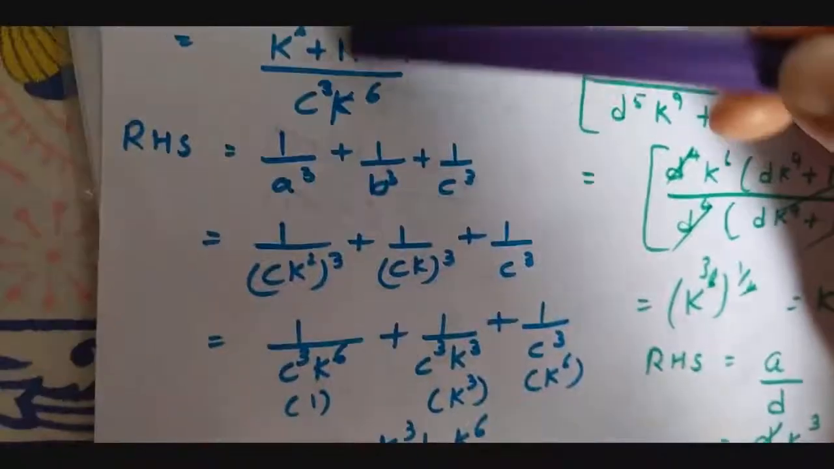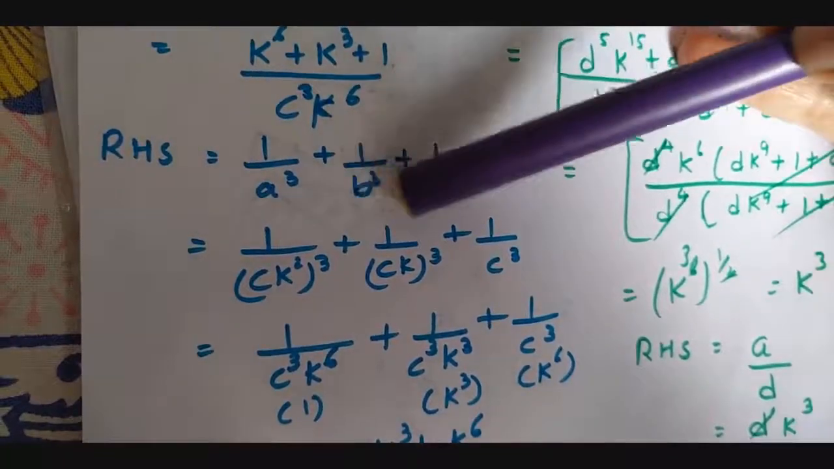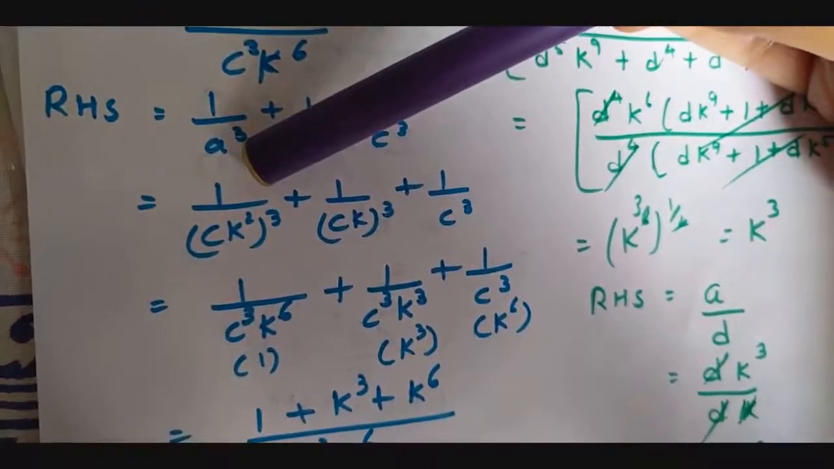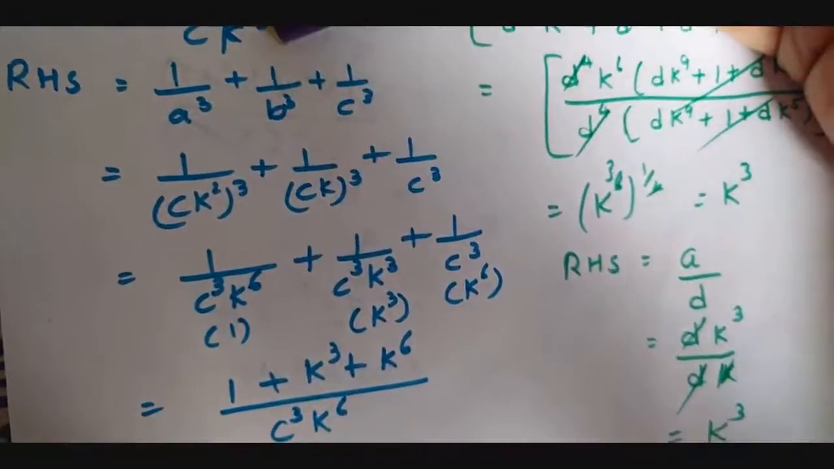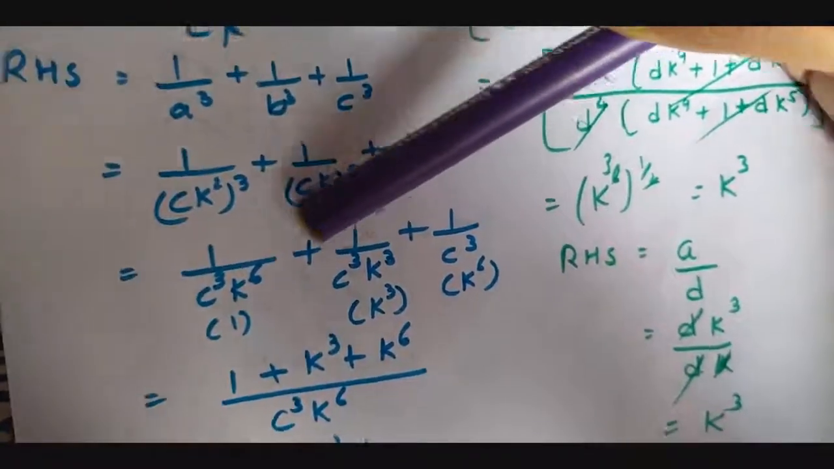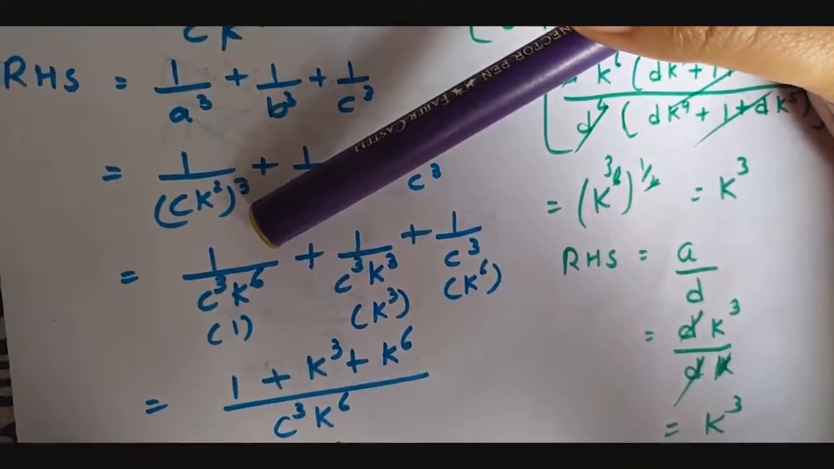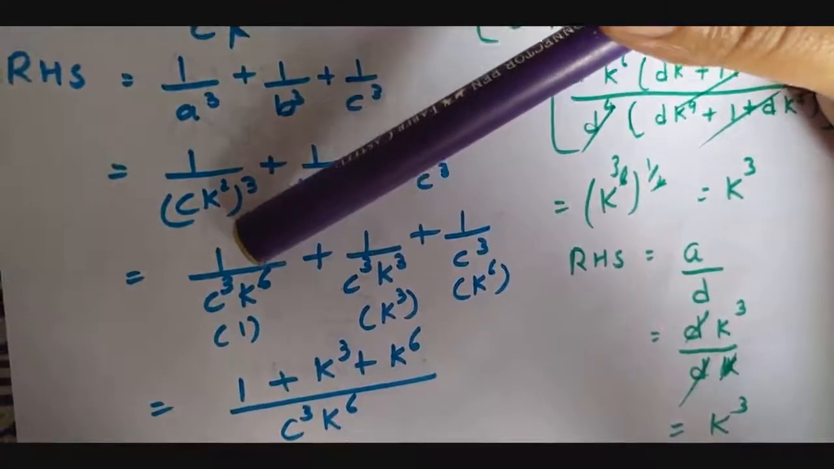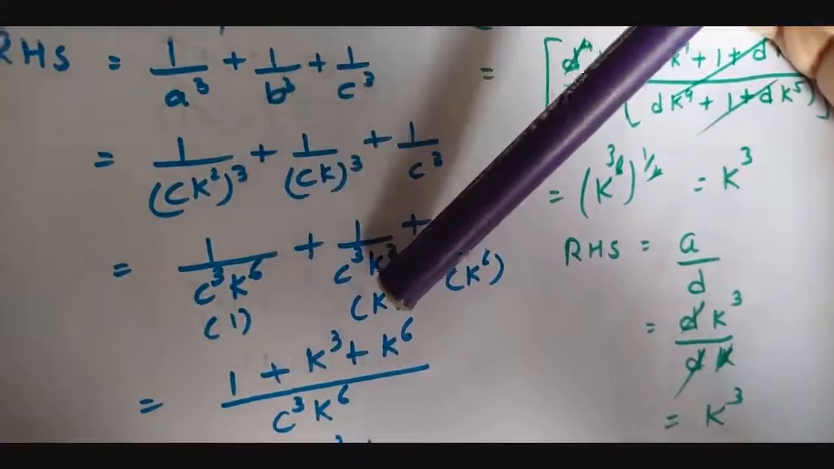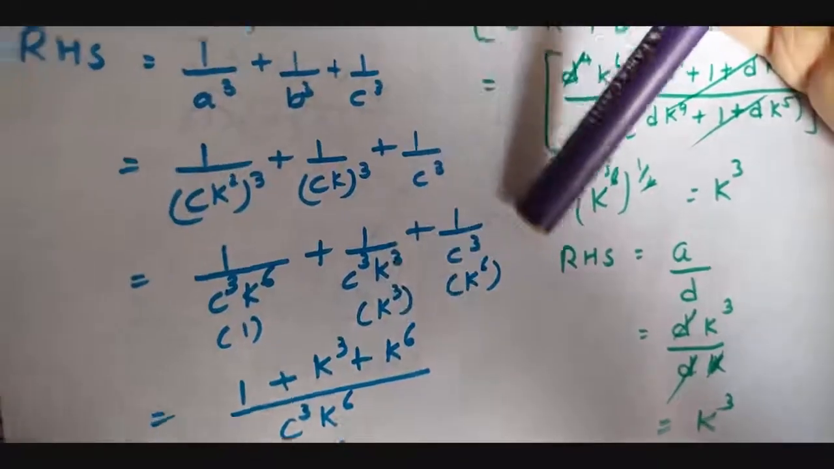Now right hand side is this, 1 upon a cube plus 1 upon b cube plus 1 upon c cube. Now placing the value of a and b, I get c cube k^6, c cube k cube, and this is c cube. Now what should I do here, plus sign and different denominators, so I have to take the LCM. The maximum powers are c cube and k^6. This is c cube there, but k is only cube, so I place here one more k cube.